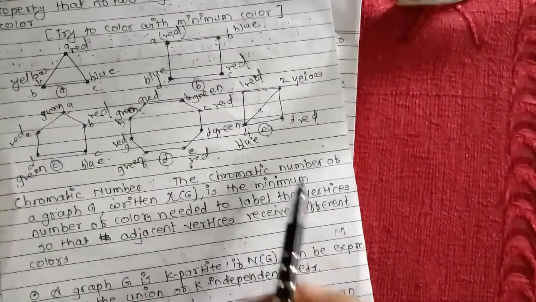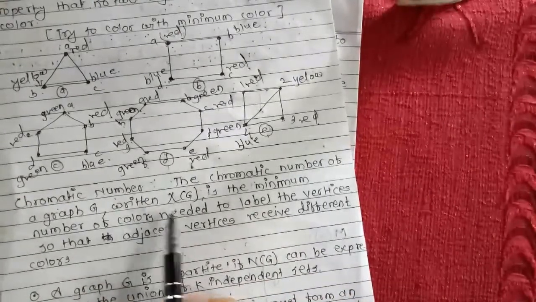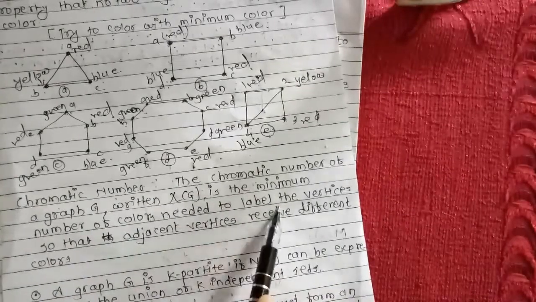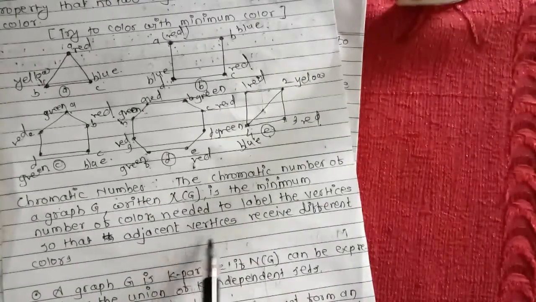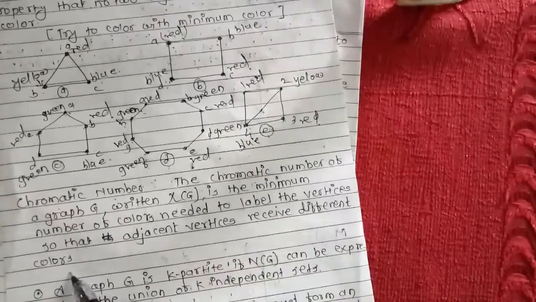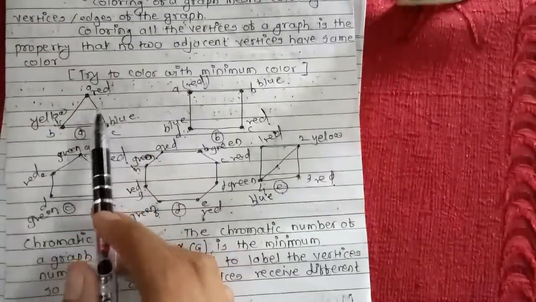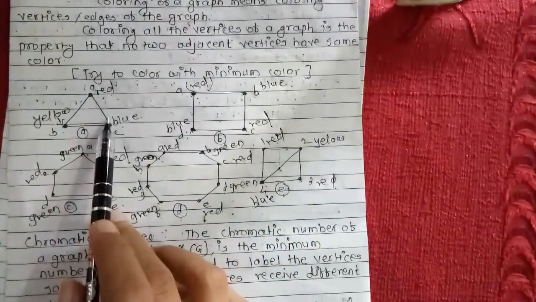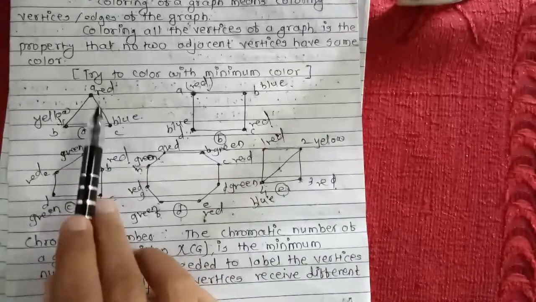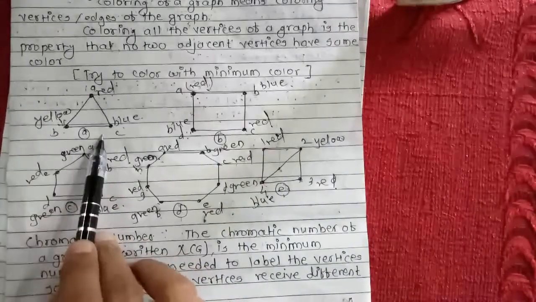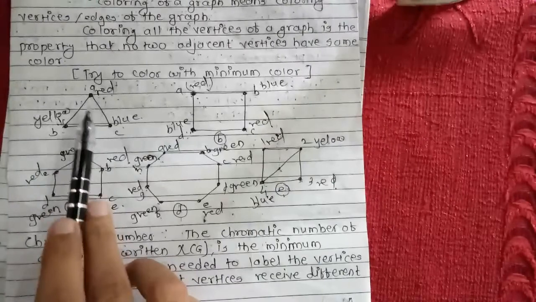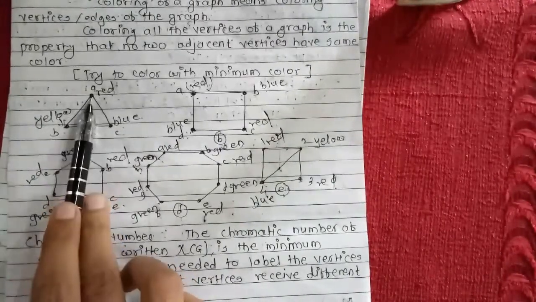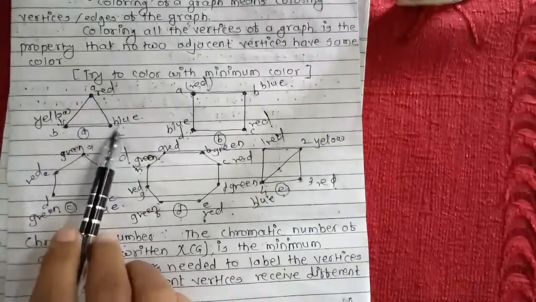So the chromatic number of a graph G, written as chi of G, is the minimum number of colors needed to label the vertices so that adjacent vertices receive different colors, right? Here we have already mentioned that we try to color with minimum colors. In the graph A, there are 3 vertices, we can give 3 different colors, right? Therefore the minimum colors required are 3, because there are 3 vertices and they are adjacent to each other.